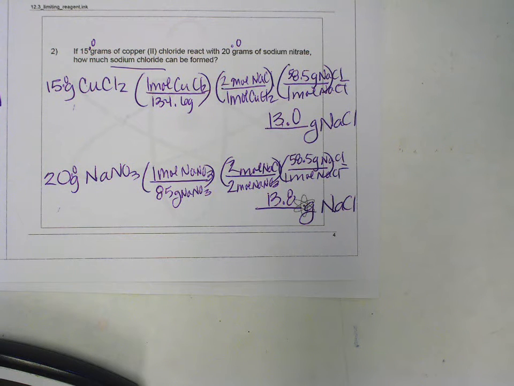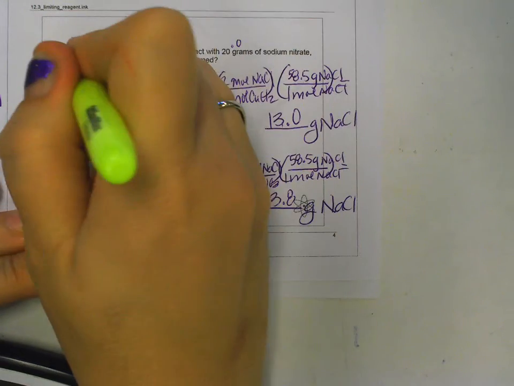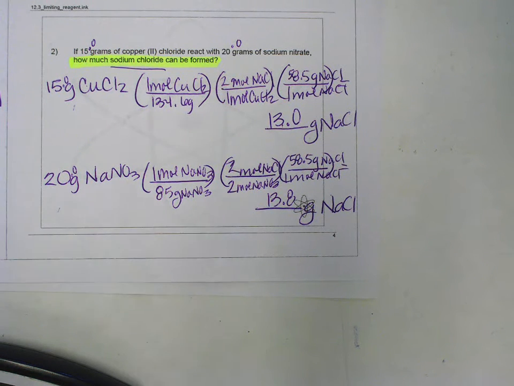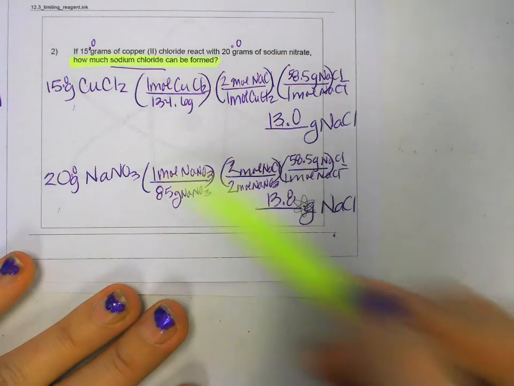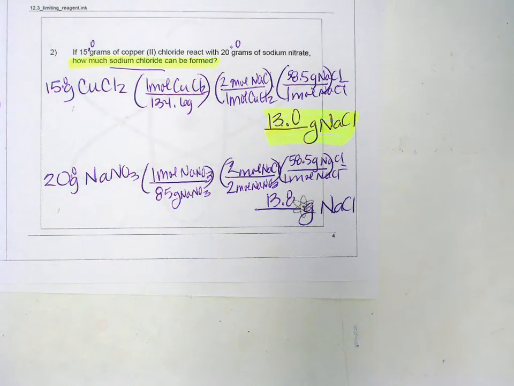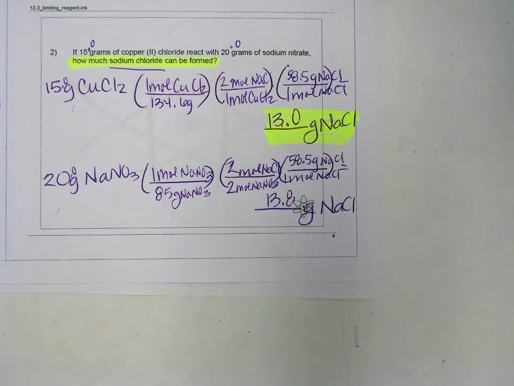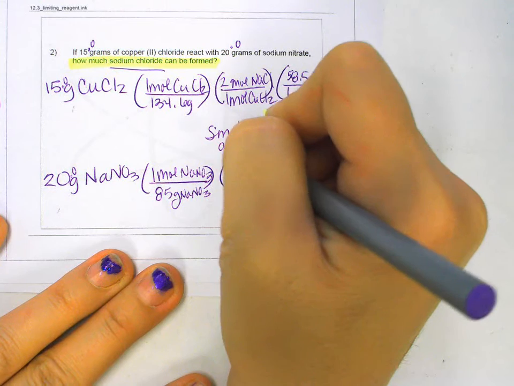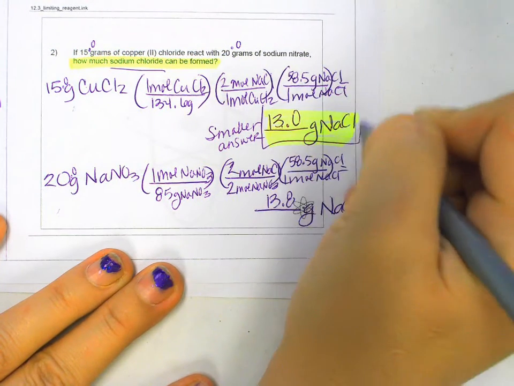So looking at that, then I have to decide how much sodium chloride I can produce, because that was the question here. The question said, how much sodium chloride can be formed? Well, I'm looking at both of these answers here, and I have to decide. The easiest way to do this problem, then, is once you do the problem twice, whichever one gave you the smaller amount in the end is the answer, right? So the smaller answer must be the most I can produce. I can't produce more than that.